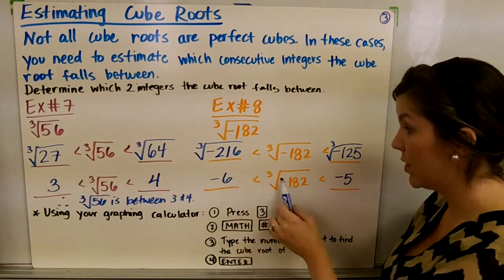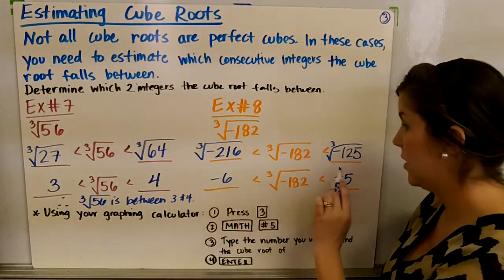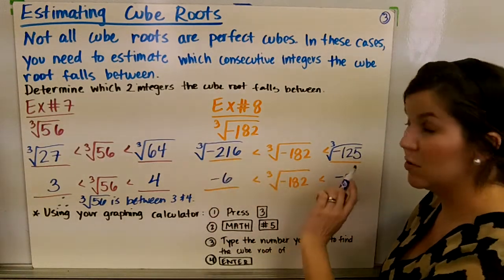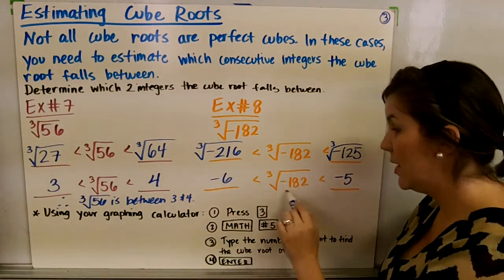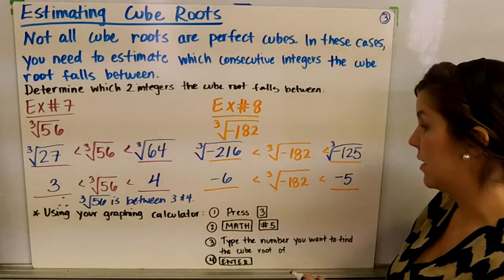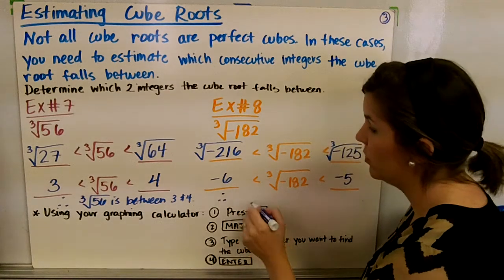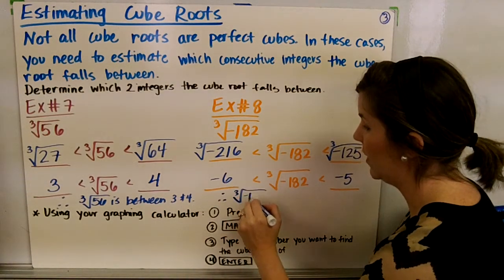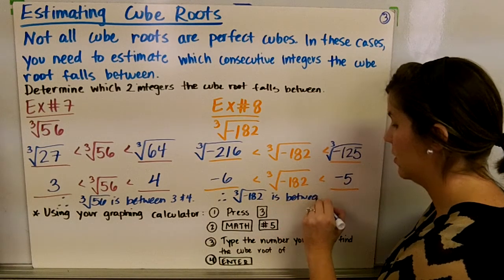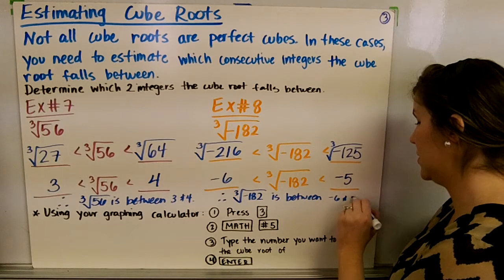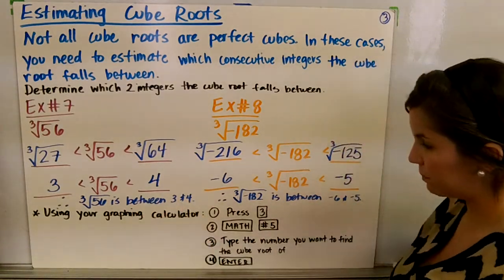So if this cube root of negative 182 is between the cube root of negative 216 and the cube root of negative 125, then it's actually between negative 6 and negative 5. So we can say, therefore, the cube root of negative 182 is between negative 6 and negative 5. And I wrote it smallest to biggest, just like I did here, 3 and then 4.